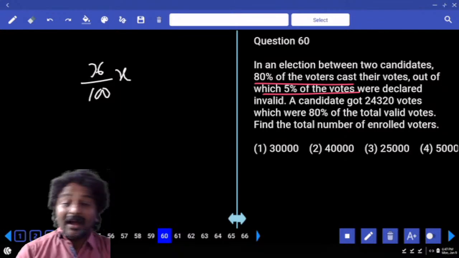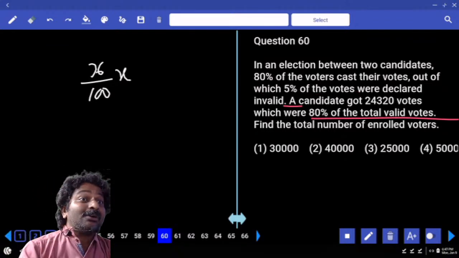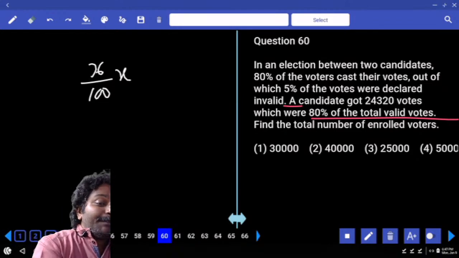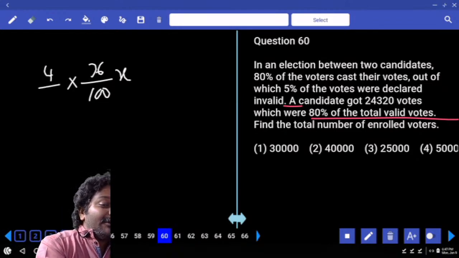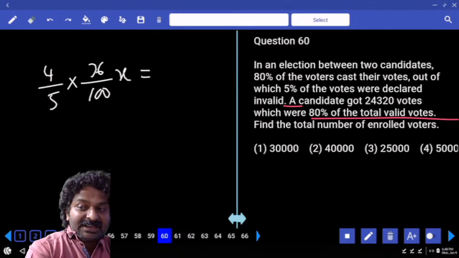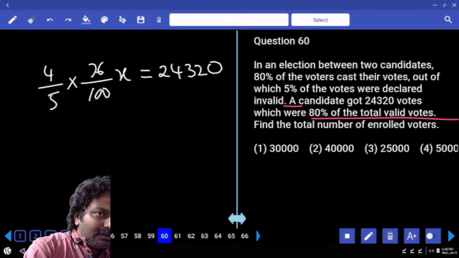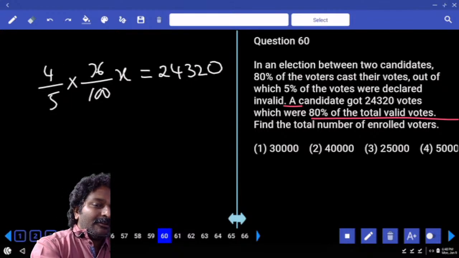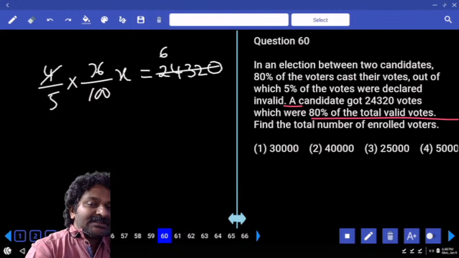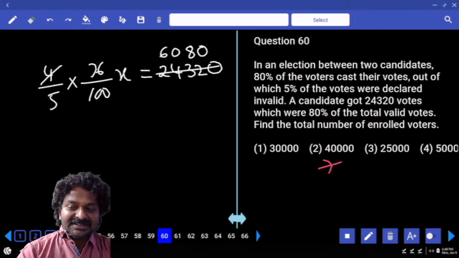Out of them, the candidate got 80% of the total valid votes. 80% in the sense, can I write it as 4/5 of valid votes? Which is equal to 24,320. And we were asked to calculate the X value. 4, 6, 0, 8, 0. 76 10 times in the sense 760 only.